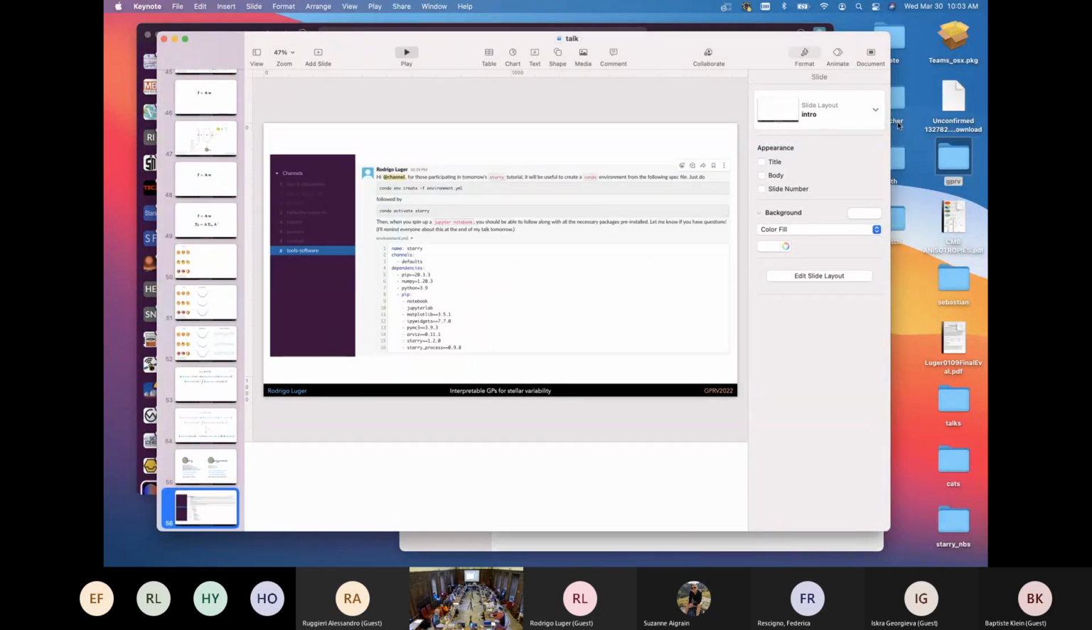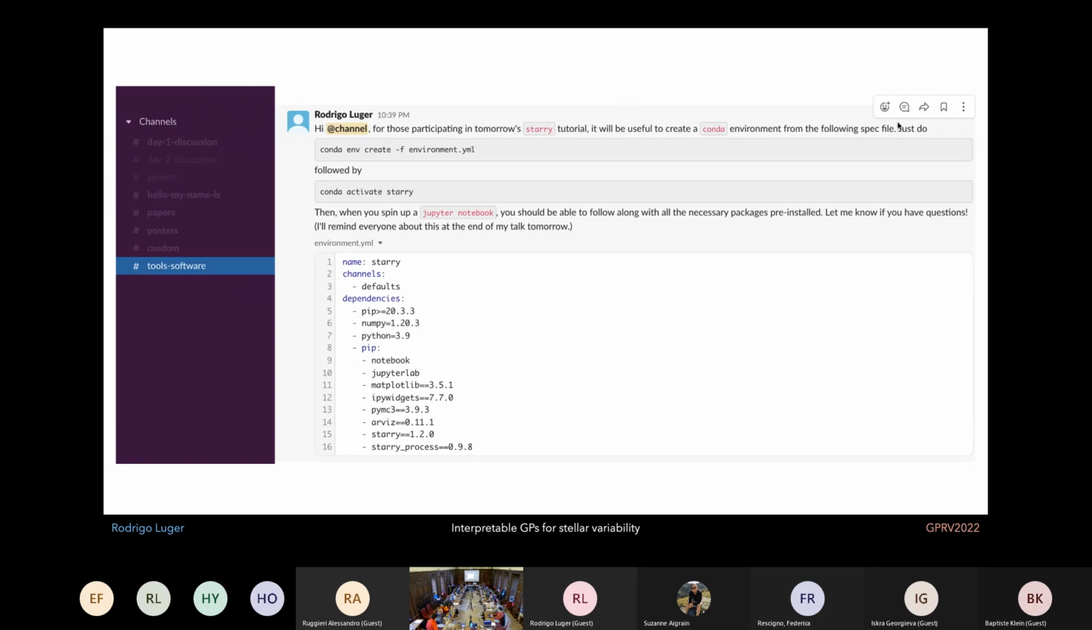Okay, so in the tools software Slack channel, the latest message is some instructions for how to set up a Conda environment. Do people have Conda installed on their laptops? Yes. Okay, good. So if you don't have Conda installed, it should still work.